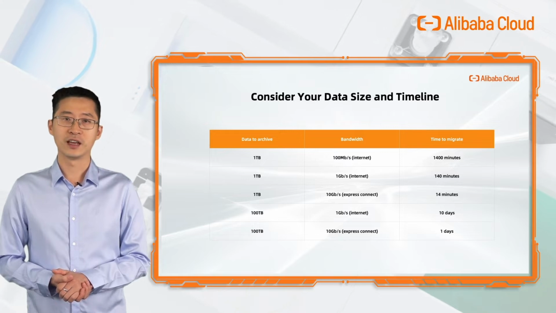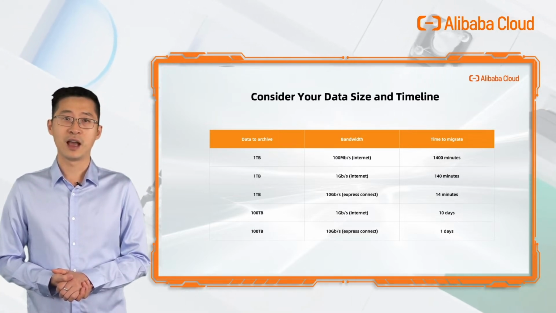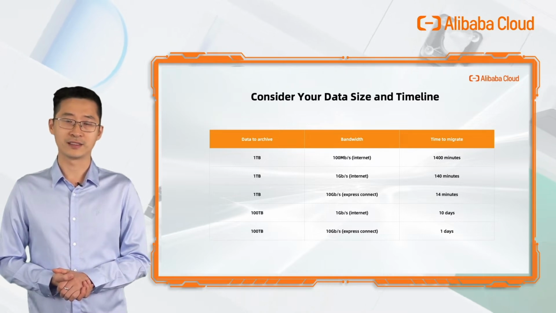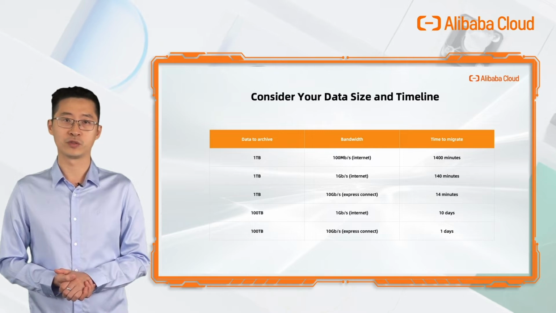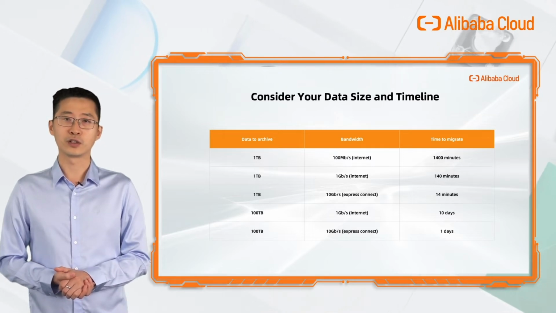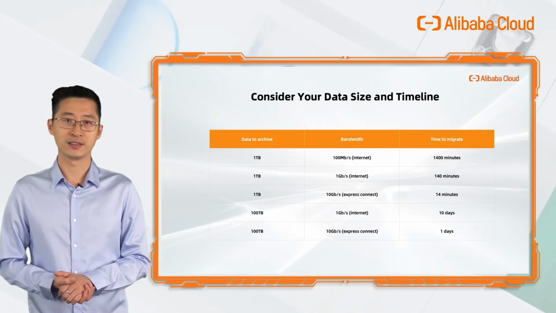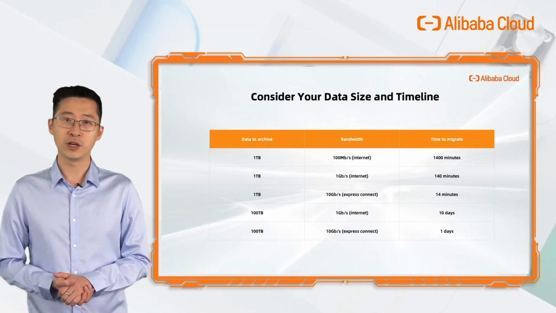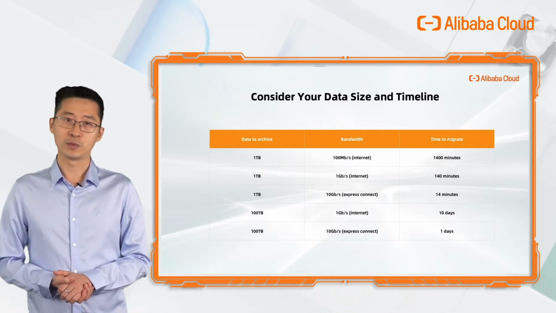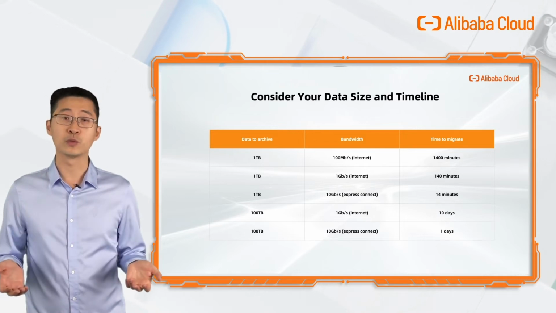In practice, if the total data size is within a few terabytes, and the migration task is not time-sensitive, consider using online migration through the Internet. If the total data size is greater than 100 terabytes, consider using data migration through Express Route. To be noted, the time to migrate also depends on the actual bandwidth and the number of items to be migrated.